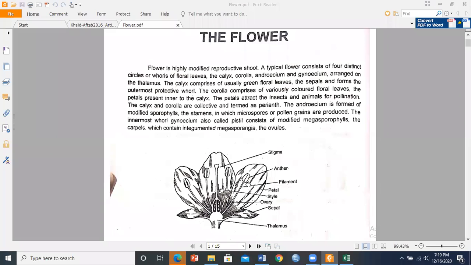The stalk of the androecium is called filament. And inside the anther lobe pollens are present. The innermost whorl is called as carpel or the female reproductive part of the flower. And a botanical term for this part is gynoecium, or sometimes it is called as carpel, and it is also called as pistil. It is the modified megasporophylls.